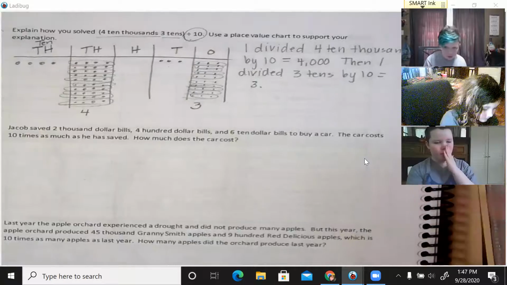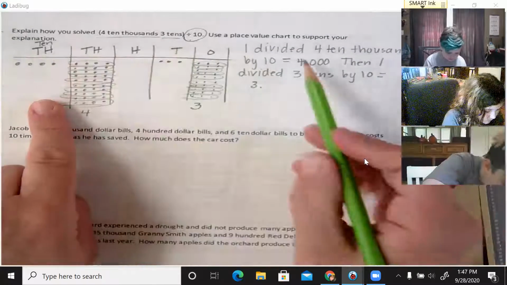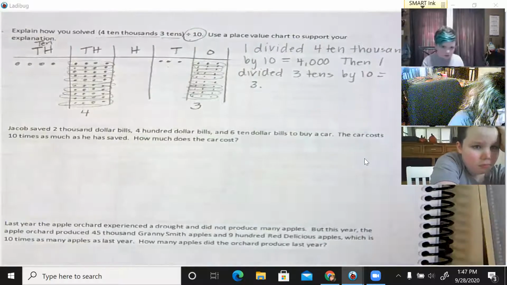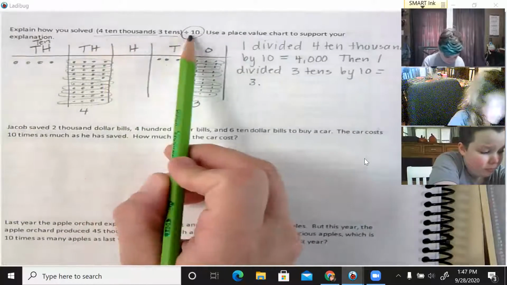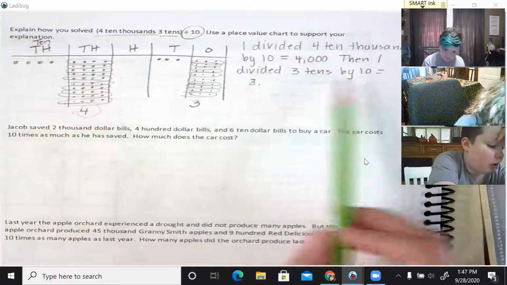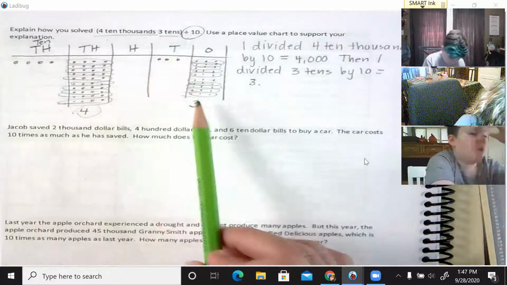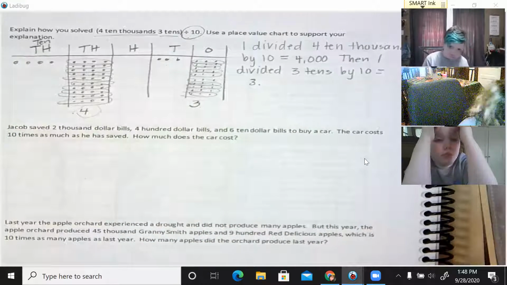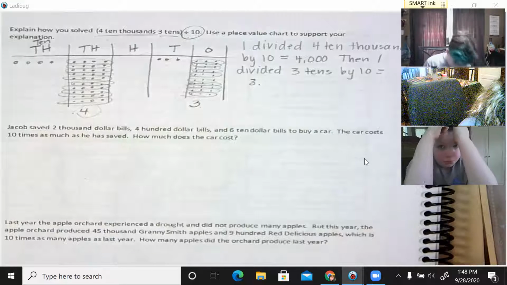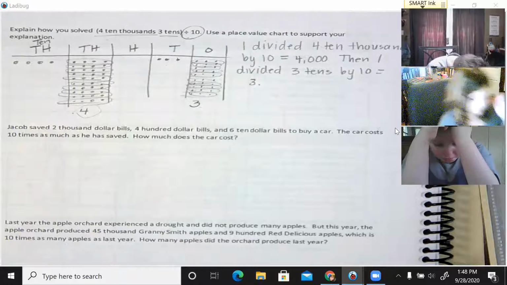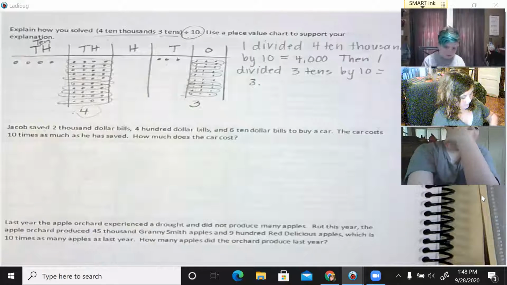So there's our explanation with a picture of what we did, and then I put 2 very simple sentences about how we solved. We divided our 4 10,000s by 10, and that gave us 4,000. Then I divided 3 10s by 10 and got 3. I'm going to give you a minute if you have to get anything else copied down, and then we'll be moving on to number 6.